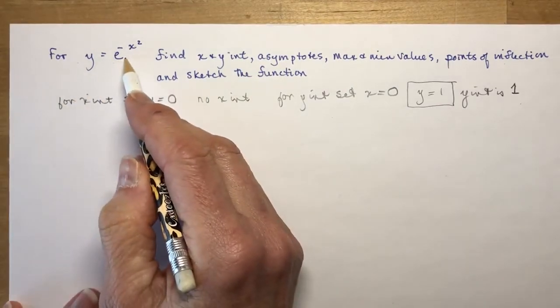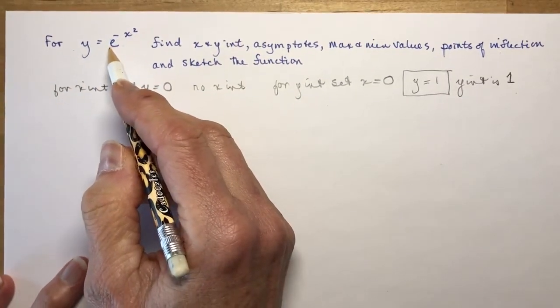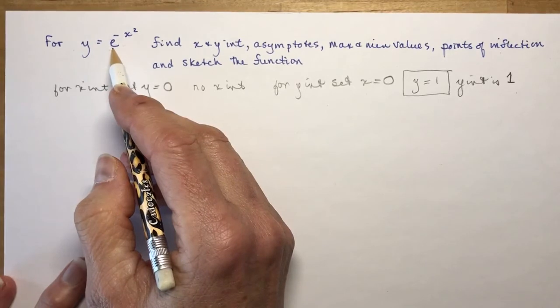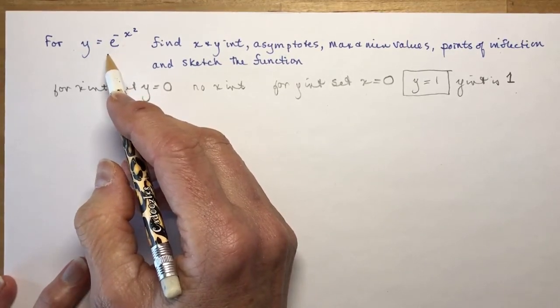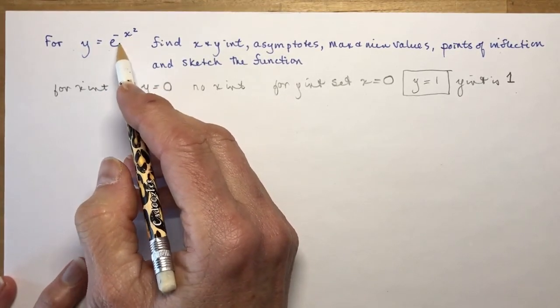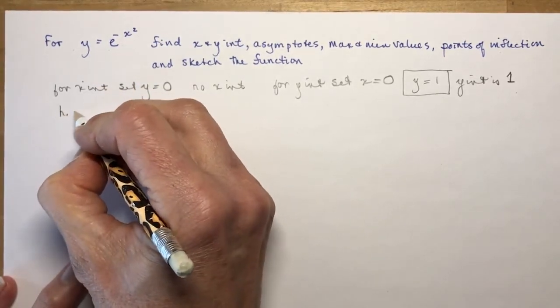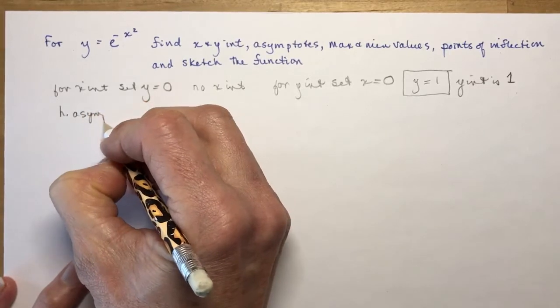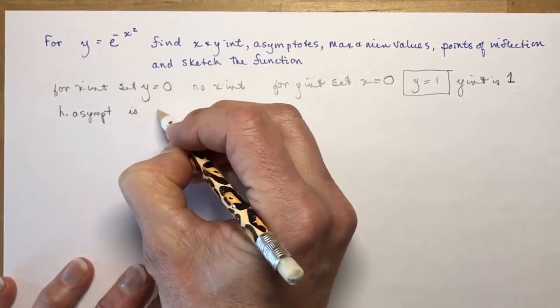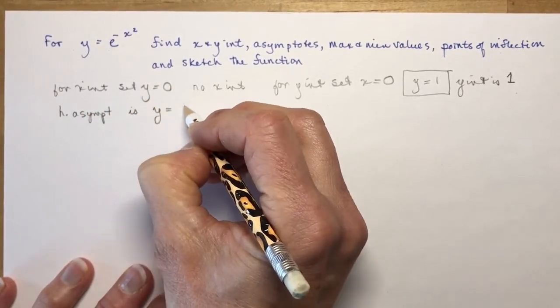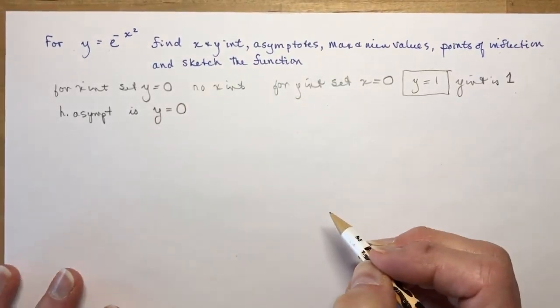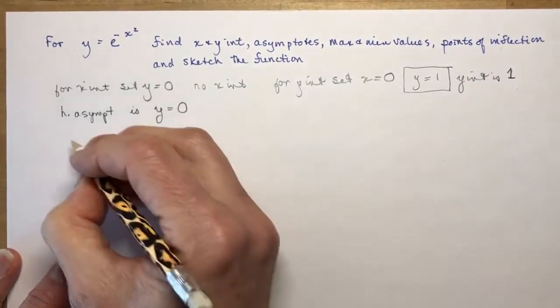Well, there's no vertical asymptote. Is there a horizontal asymptote? And you should know that, yes, there is, because as x approaches infinity, this is going to approach 0. So the horizontal asymptote is y equals 0. Okay, now we're ready to do some derivatives.